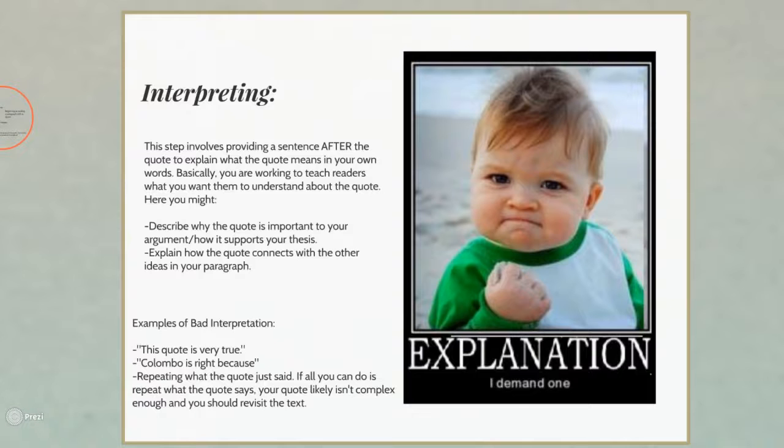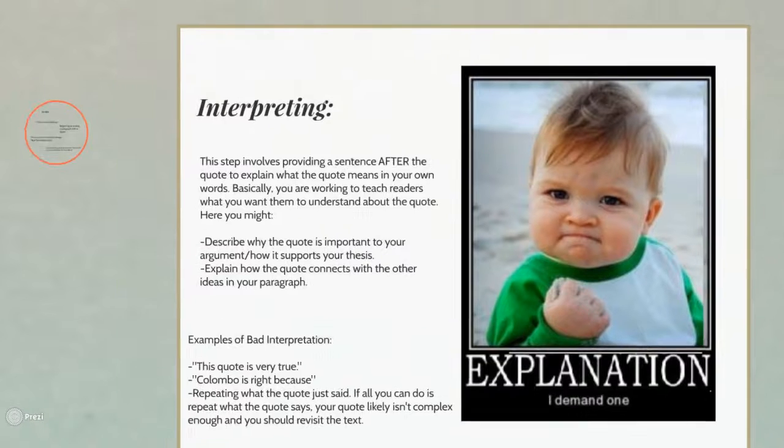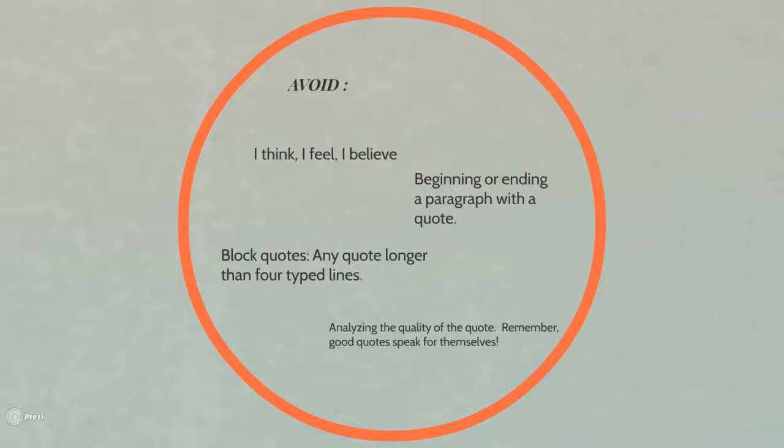Okay, so that's the third of the 3 I's. So first you're providing a sentence or phrase before the quote to situate it in a time and place and provide some background information on the passages that surround the quote. Then you're integrating the quote, pulling it into the grammar of your own sentences. Then you're interpreting the quote by providing a sentence or two after the quote to explain what the quote means in your own words.